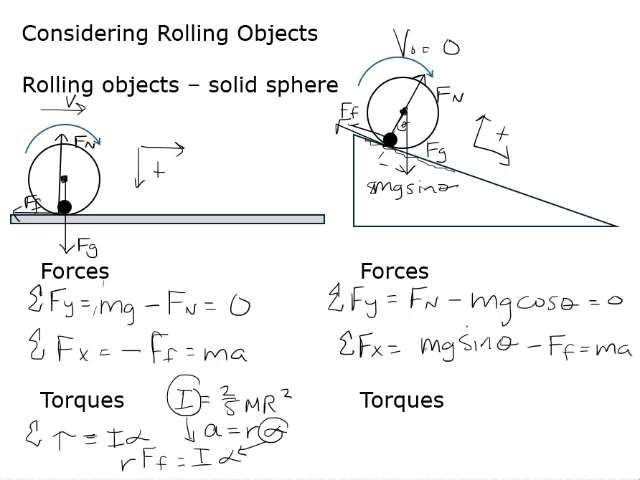If we're considering clockwise to be our negative value, the sum of our torques would be the torque that comes from the force due to friction minus the torque that comes from the force due to gravity in the parallel, and that's going to be equal to the moment of inertia times the angular acceleration. So then this would be the radius times the force due to friction minus the radius times mg sine theta is equal to angular acceleration times moment of inertia.